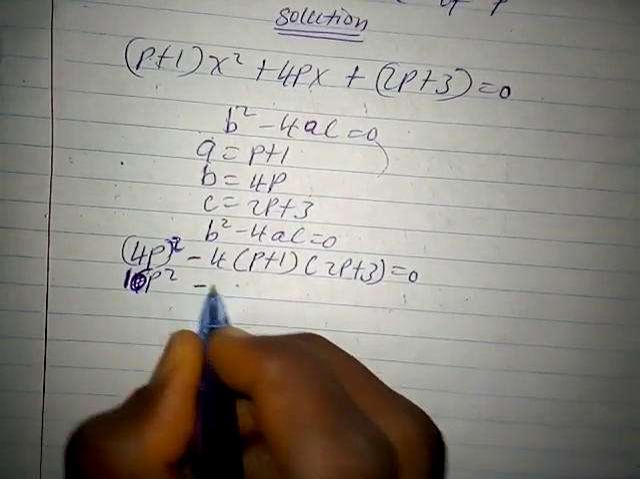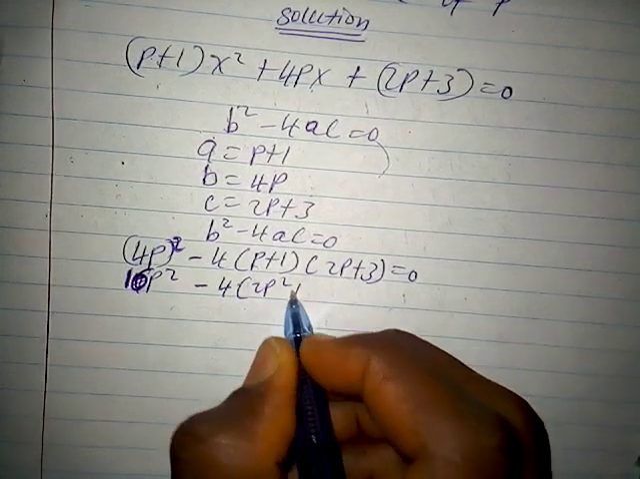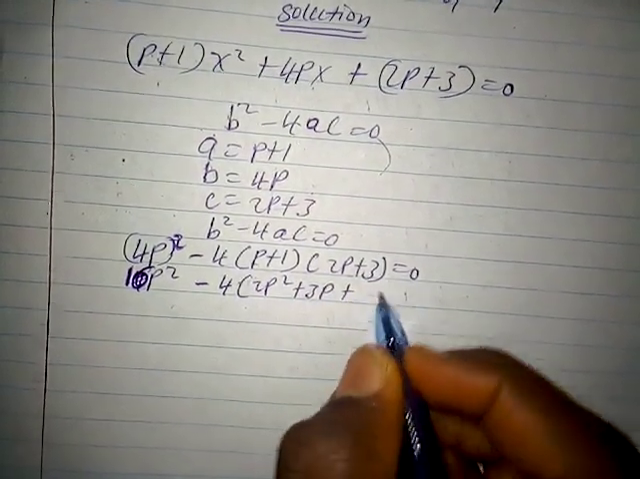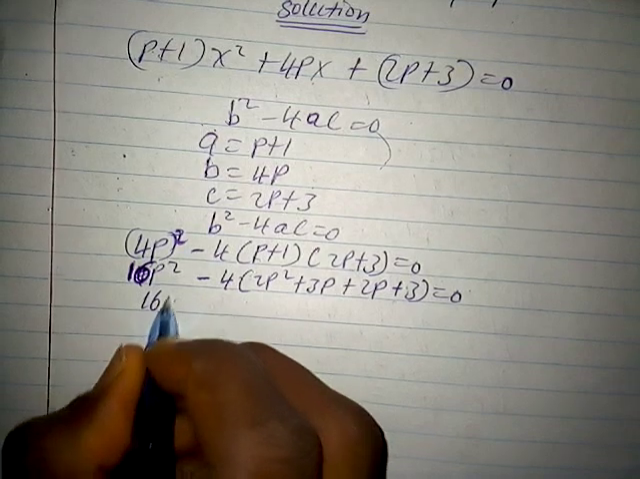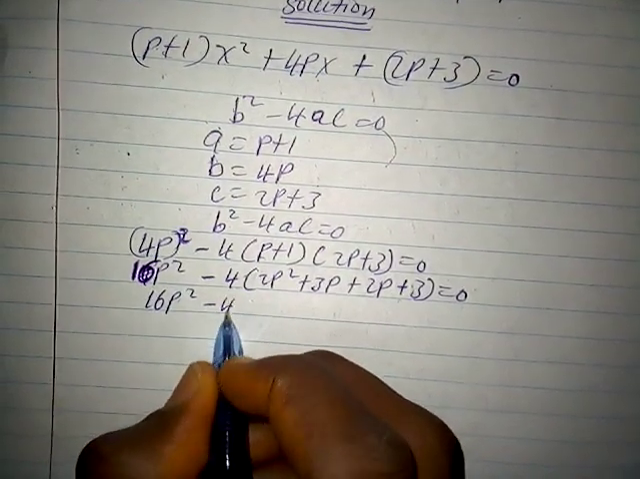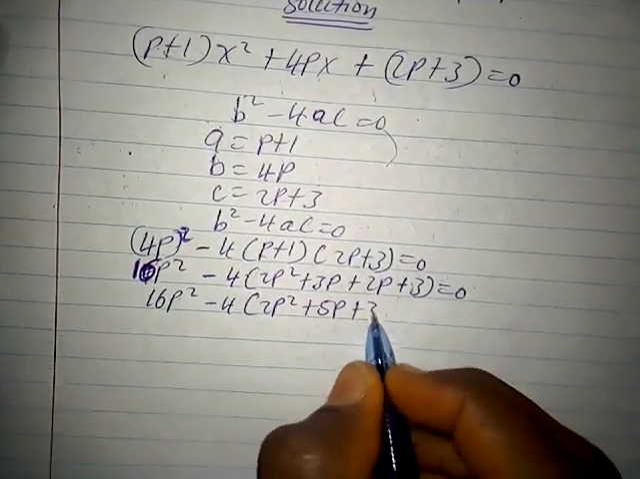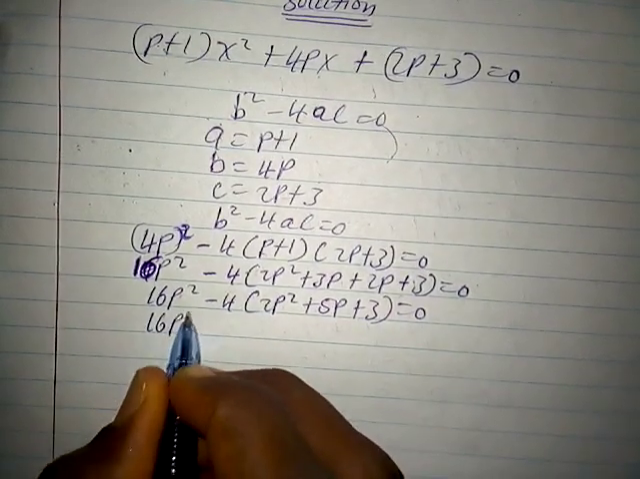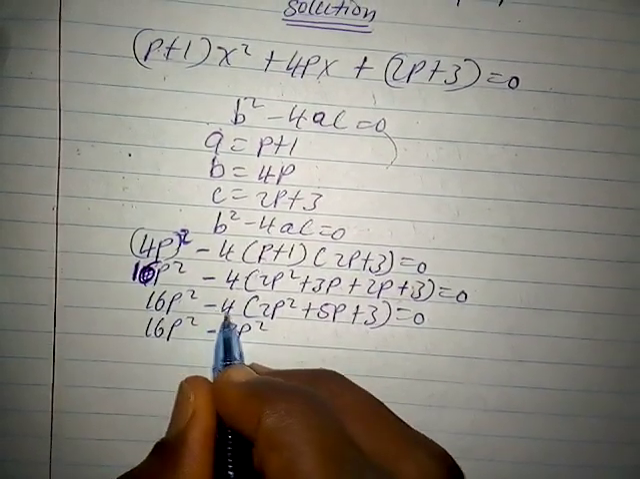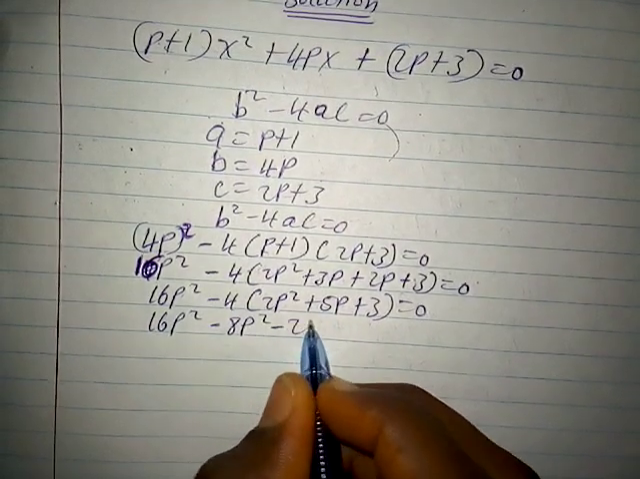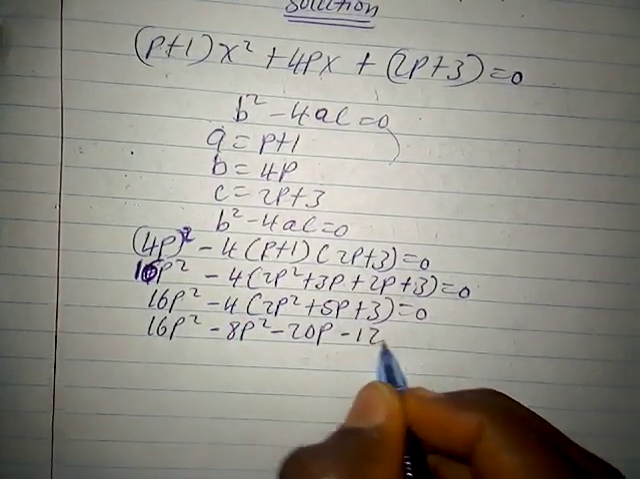16p² minus 4 into (p + 1)(2p + 3). p times 2p is 2p². p times 3 is 3p. 1 times 2p is 2p. 1 times 3 is 3. So we say 16p² minus 4 into (2p² + 5p + 3) equals 0. 16p² minus 4 times 2p² is minus 8p². Minus 4 times 5p is minus 20p, right? Minus 4 times 3 is minus 12, equals 0.